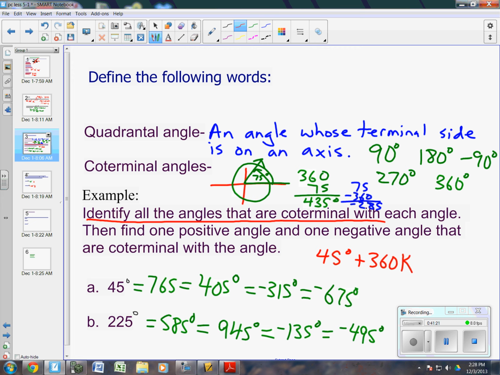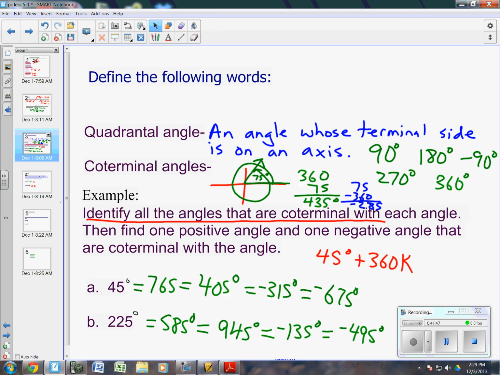Or its opposite. So if I put 1 in here, 45 plus 360. If I put 2 in here, 45 plus 720, right? Get the idea? If I put 0 in here, it'd just be 45. If I put negative 1 in here, it would be 45 minus 360. If I put negative 2 in here, it would be 45 minus 720. Got it? And that would cover all of them. It would give us all the angles coterminal to it.